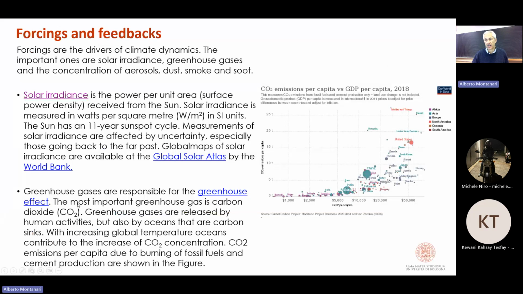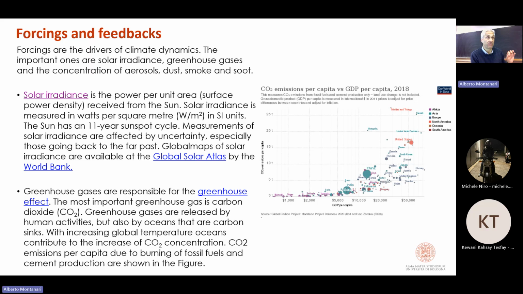Here there is a list. The most important greenhouse gas is carbon dioxide. And the problem, there are other important greenhouse gases. I would like to mention methane. It's extremely important and is also released naturally, like CO2. CO2, part of it is released naturally by ecosystems and by the oceans.